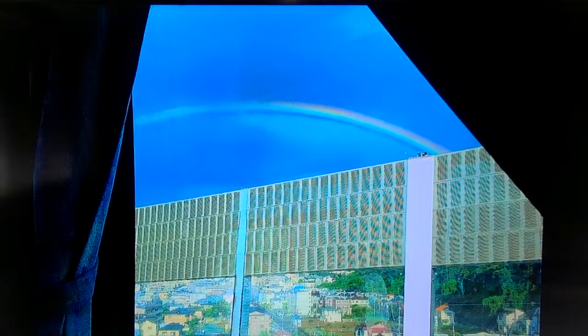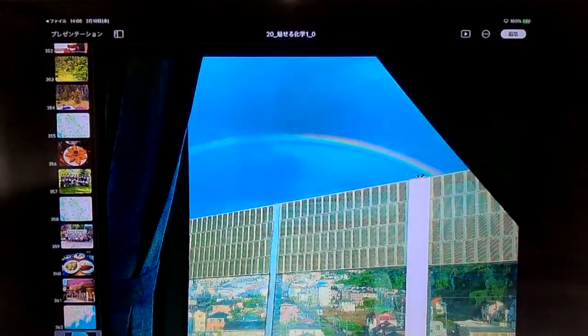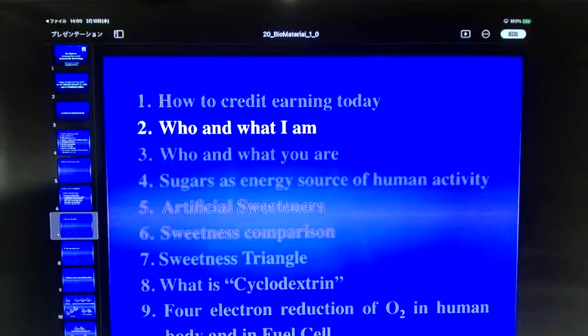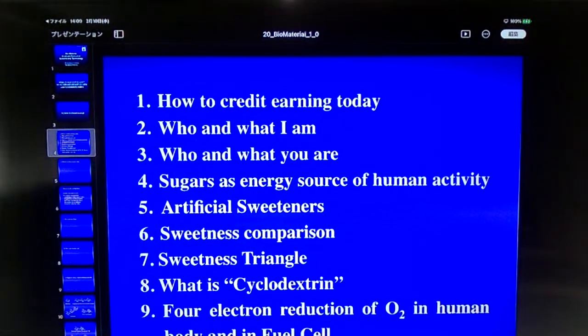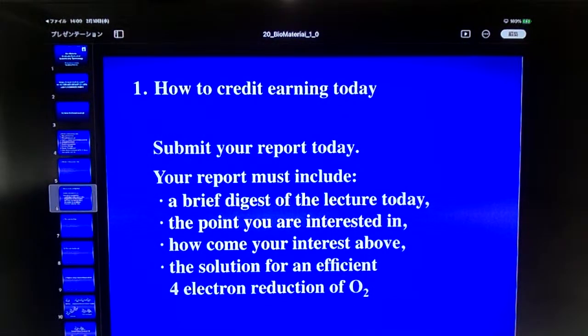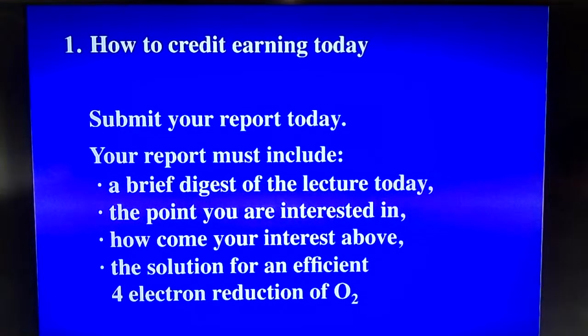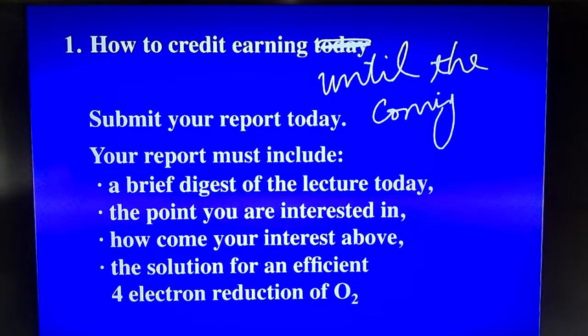Then again, there's a report. Yeah, this one. Not today, but until coming Monday. I demand a short report of only one page.